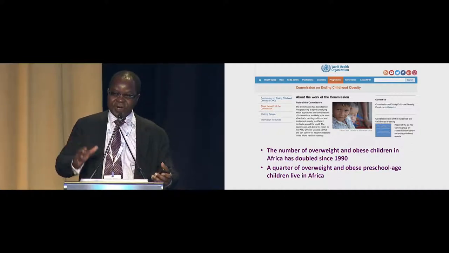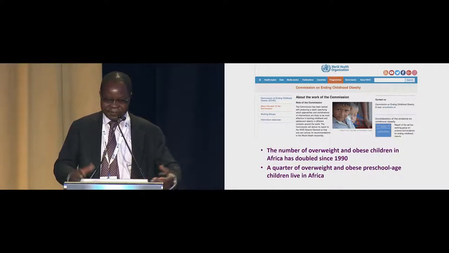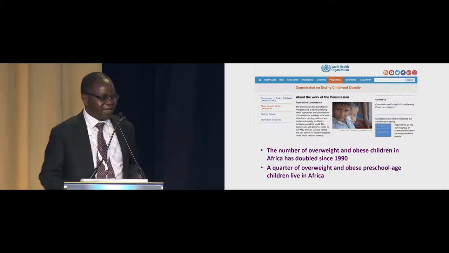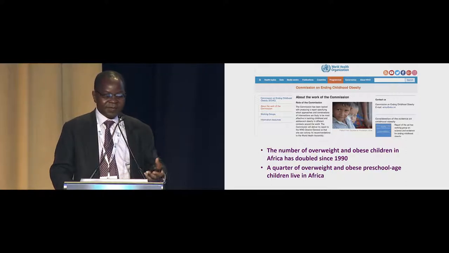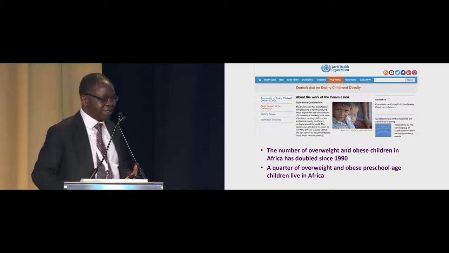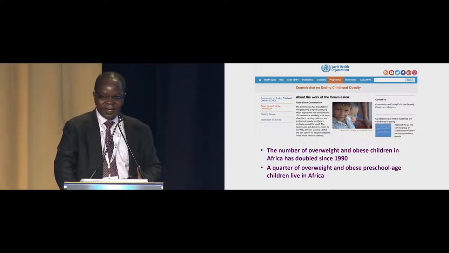And I don't want you to go away with the feeling that it's all about undernutrition. Africa, or low-income countries, exist within the global burden of obesity. And this is a report commissioned by the WHO, which looked at how fat kiddies are getting around the world. And over the last few years, it's Africa where the rise in obesity is higher. So between 2019 and a couple of years ago, the number of children overweight or obese in Africa had actually doubled. And as a continent, we have a quarter of kiddies that suffer from overweight or obesity in the preschool age.